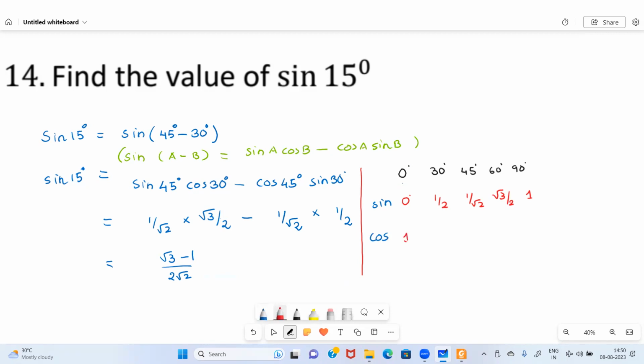Cos 0, 1. Cos 30, root 3 by 2. Cos 45, 1 by root 2. Cos 60, 1 by 2. Cos 90, 0.